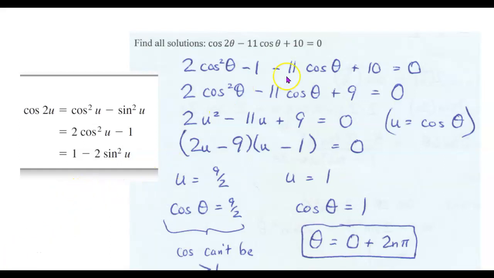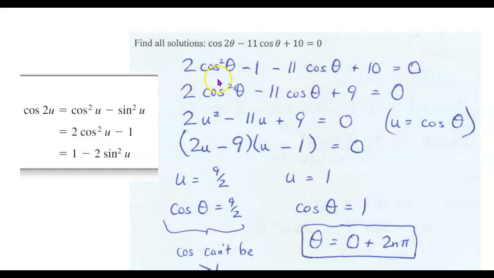Now here's an equation to solve. Cosine of 2 theta minus 11 cosine theta plus 10 equals 0. To start with, I'm going to take this cosine of 2 theta, because it doesn't really match the cosine of theta, and turn it into something that does just involve the cosine of theta. Replace it with 2 times the cosine squared of theta minus 1.